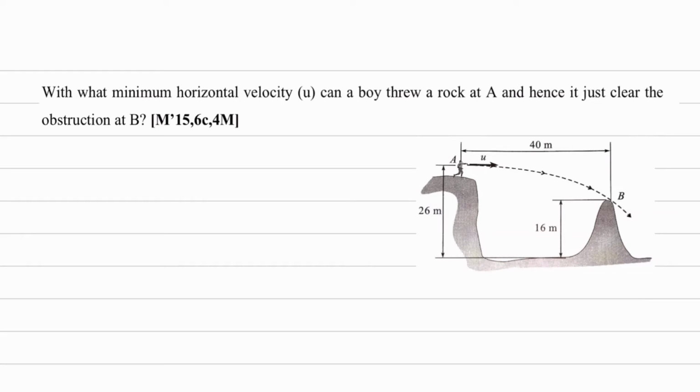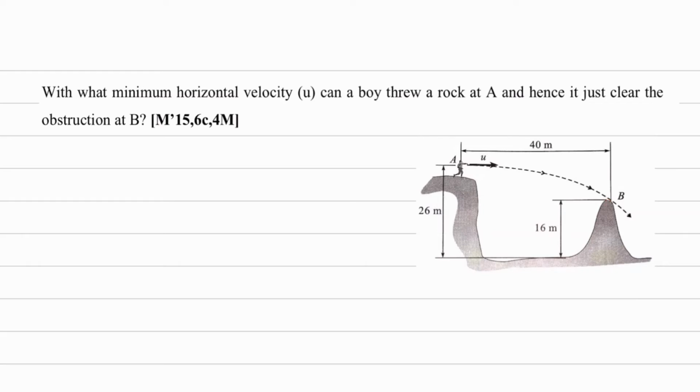Now here distances are given from the ground. The height of point A, the point of projection, is 26 meter, and this point B is 16 meter. This rock is being thrown, this is the tangential velocity, and this is the parabolic path. So this is projectile motion, and what we have to calculate is the value of u so that the rock will just clear the obstruction at B.